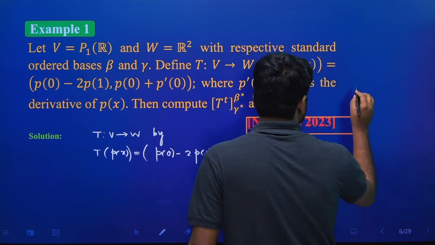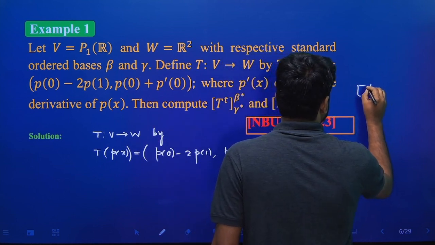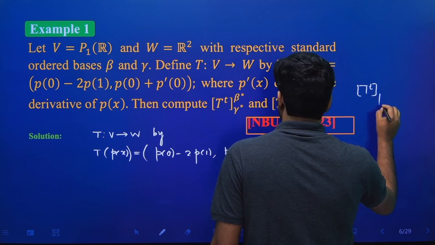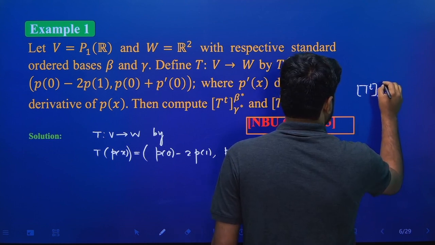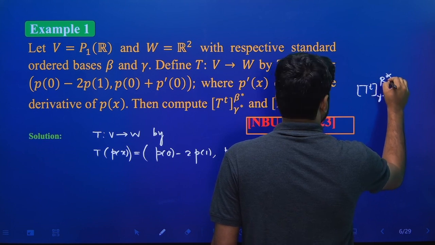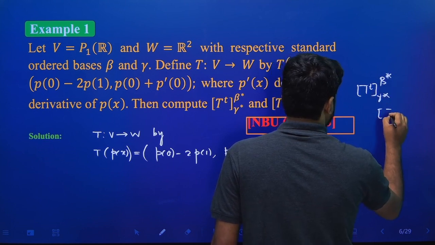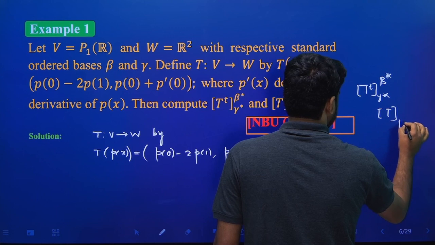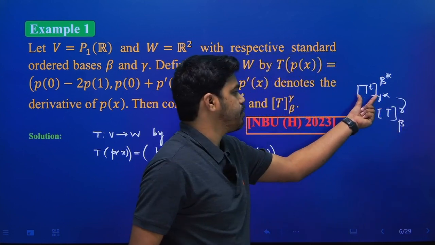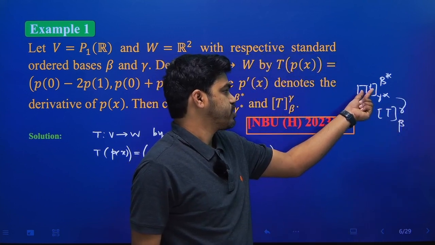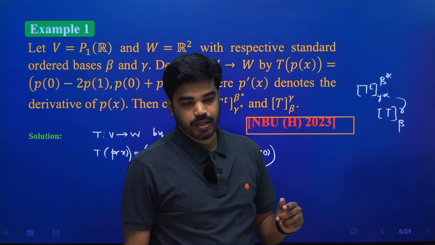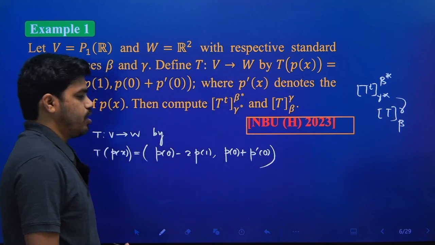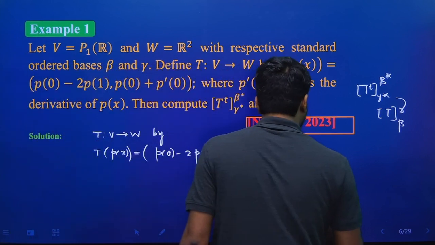Then we have to calculate T transpose from gamma star to beta star and T from beta to gamma. So basically this is a matrix representation of T transpose and this is a matrix representation of T. Okay, so note this problem first.